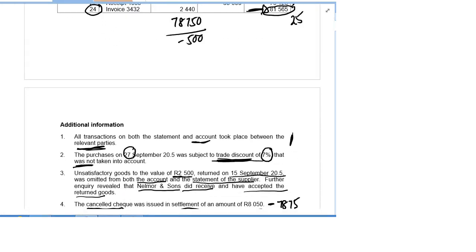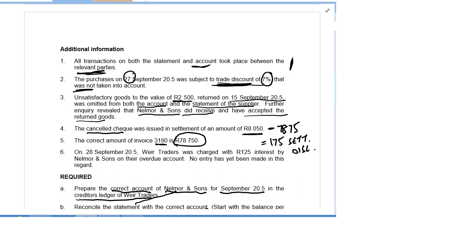Then if I go back, I look at the last point, that's point number 6. On the 28th of September, Weir Traders were charged 125 Rand interest by Nelmore and Sons because their account was overdue. No entry has been made. So that means we now owe Weir Traders more. We're going to credit the creditor because we're increasing the creditor, and we're going to debit interest expense with 125.